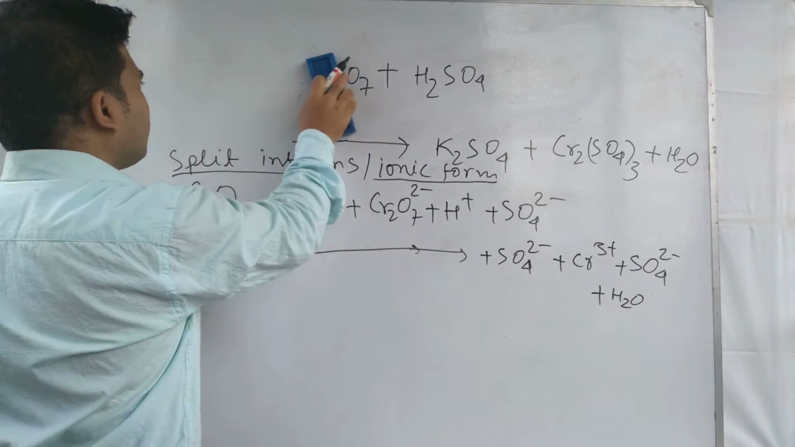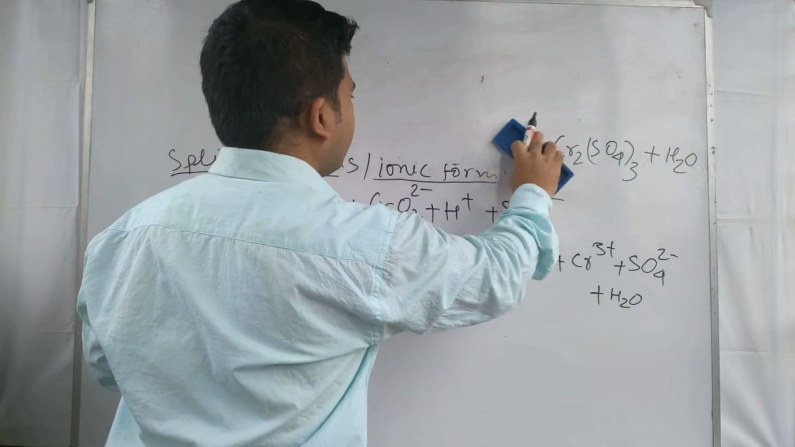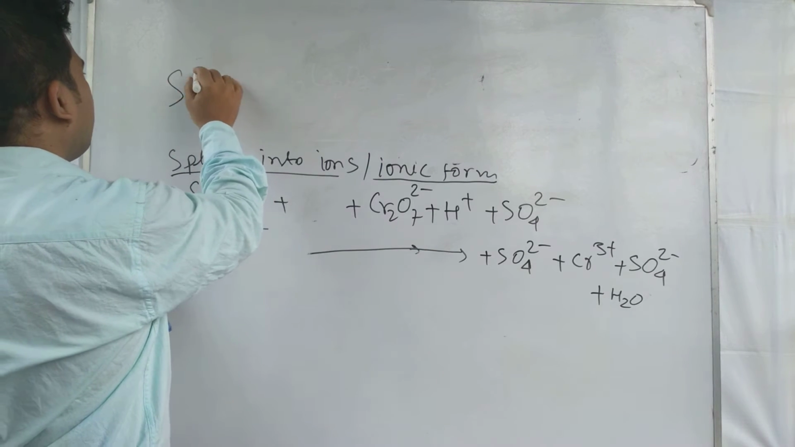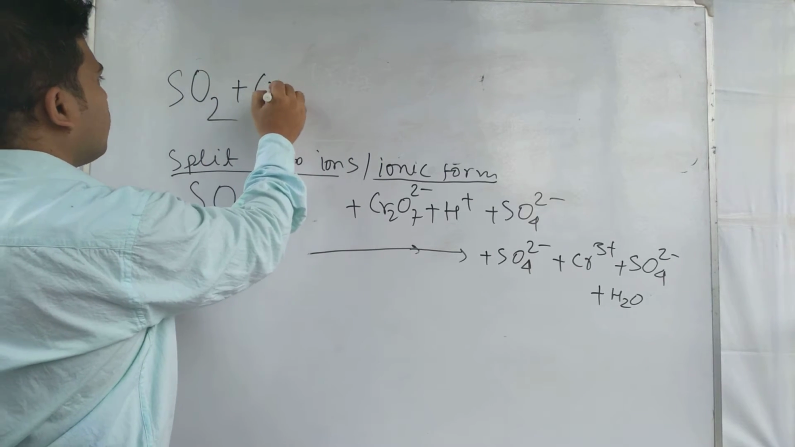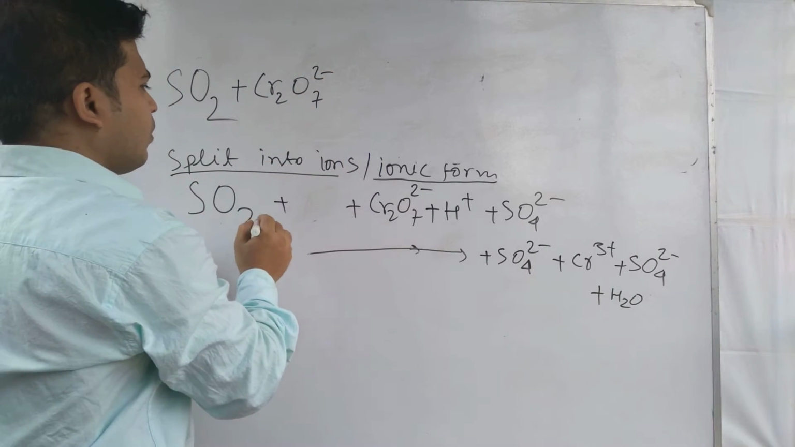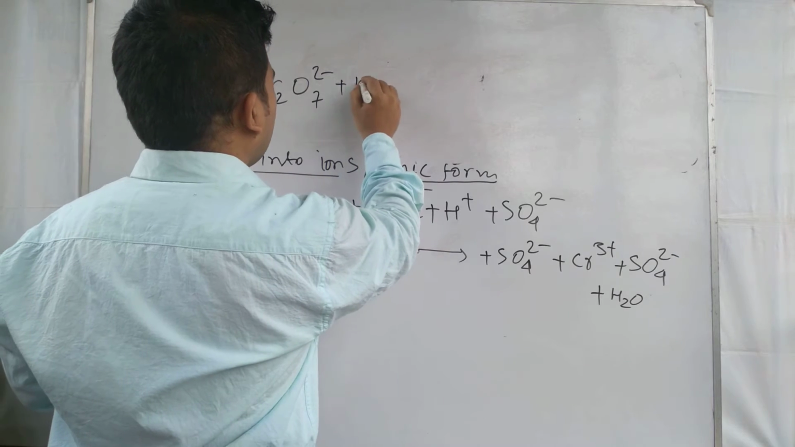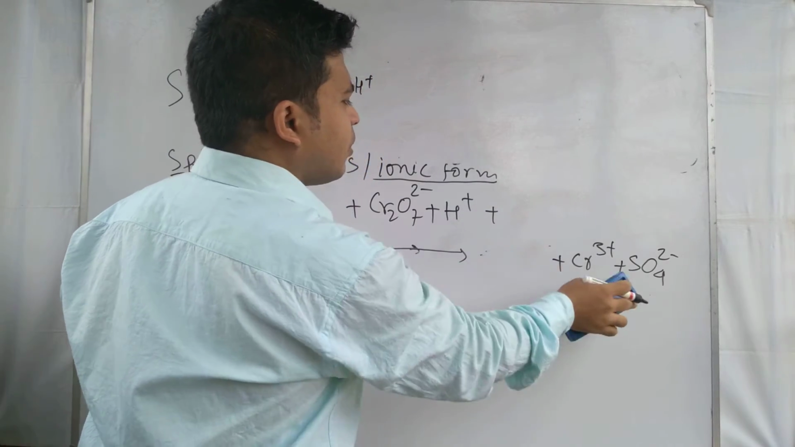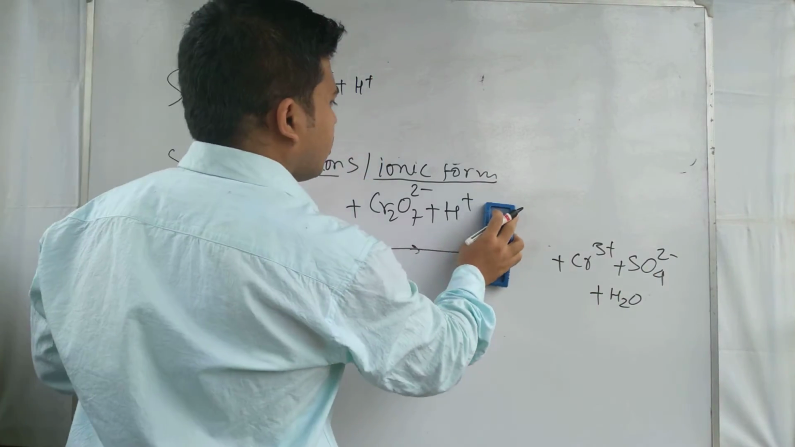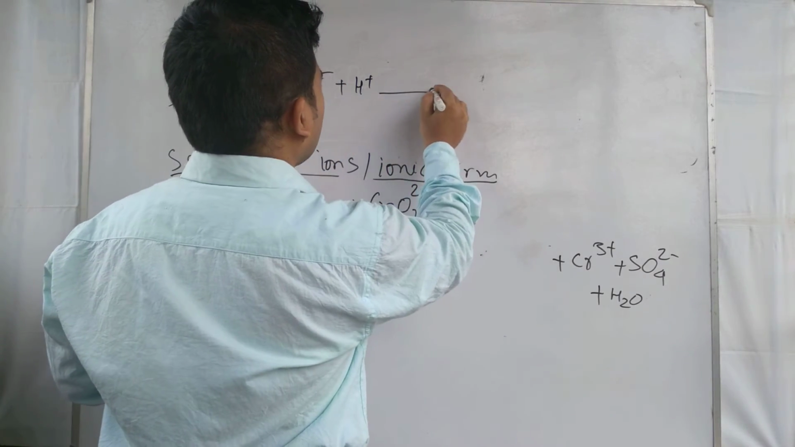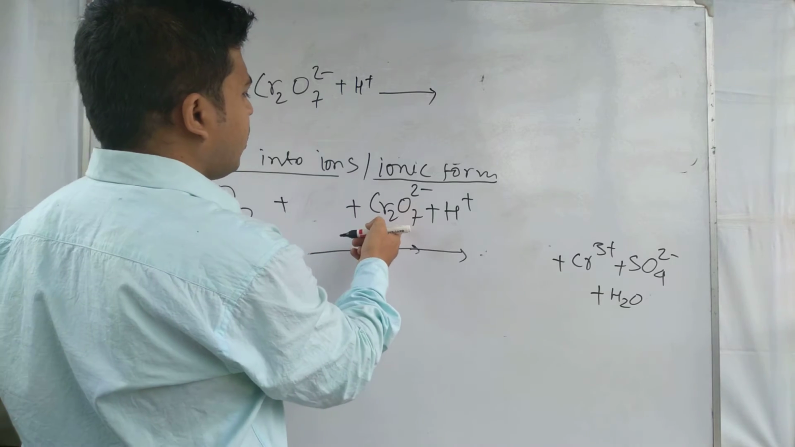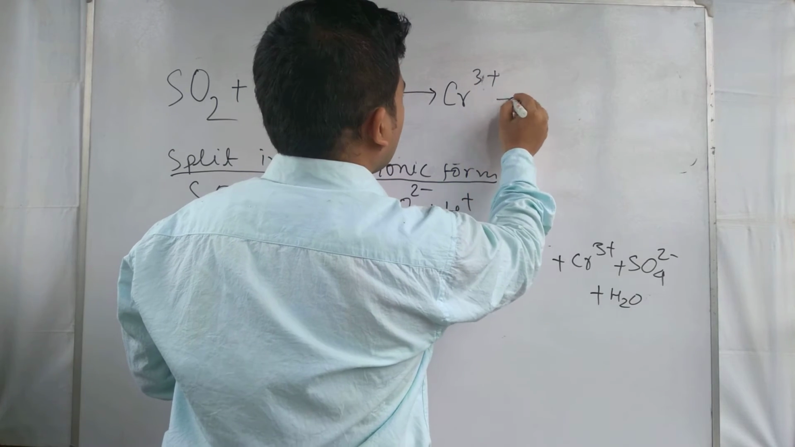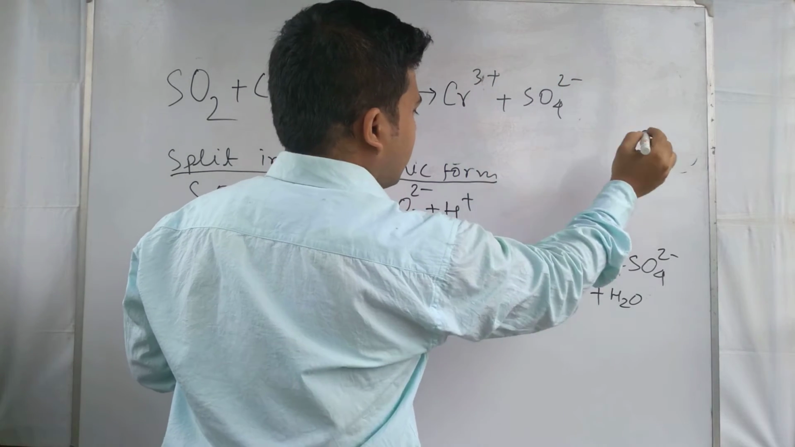So now we get our net ionic equation. It is SO2 plus Cr2O7 2- plus H+. You can ignore the sulfate on both sides, just keep the chromium sulfate here. So the reaction will be sulfur dioxide, dichromate, H+, giving 2 Cr3+, sulfate and water.